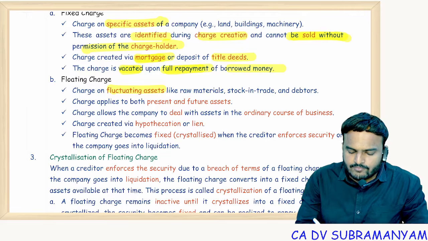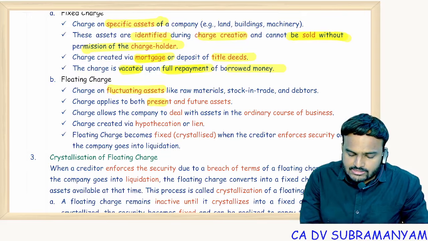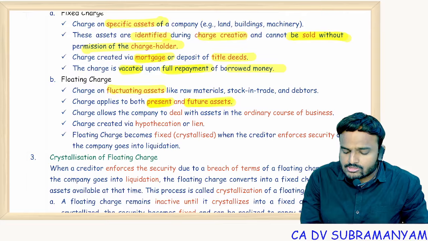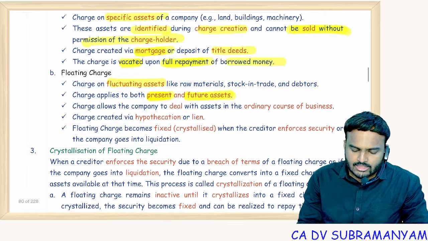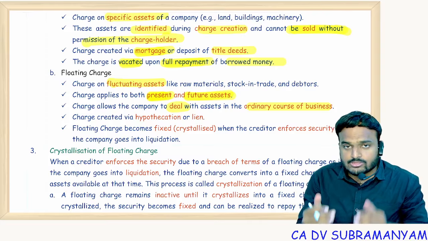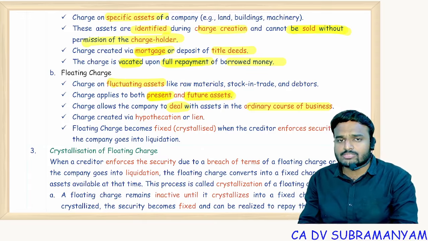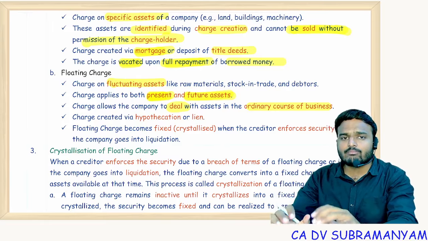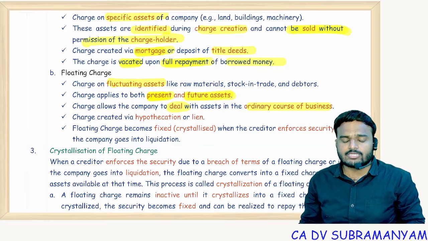Floating charge is on fluctuating assets. This charge is not only applicable to existing assets, it is also extended to future assets. The charge allows the company to deal with the assets in the ordinary course of business. That means you can buy them, you can sell them, you can process them, you can sell them. You can also collect amounts from the debtors. You can use it for production.